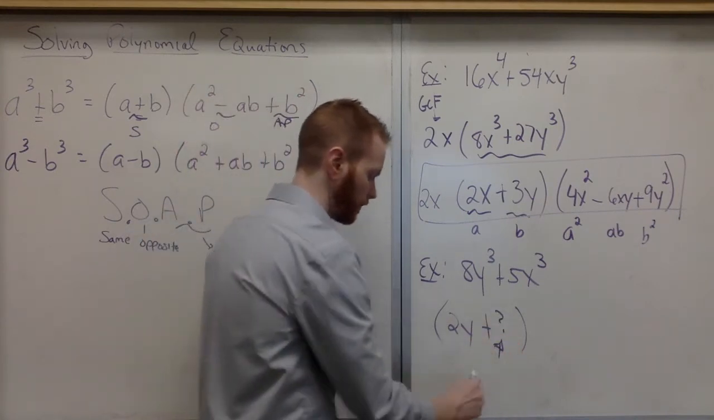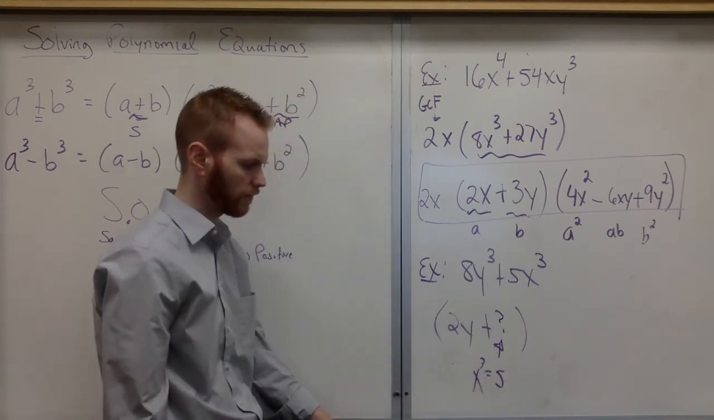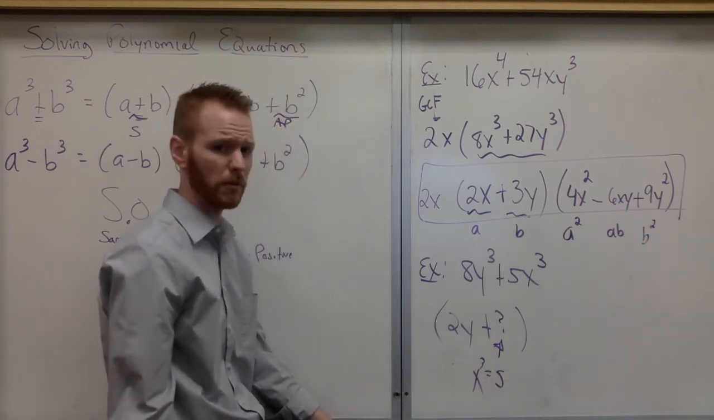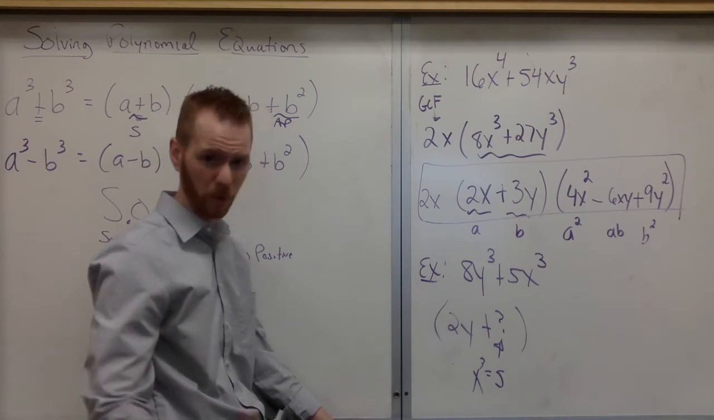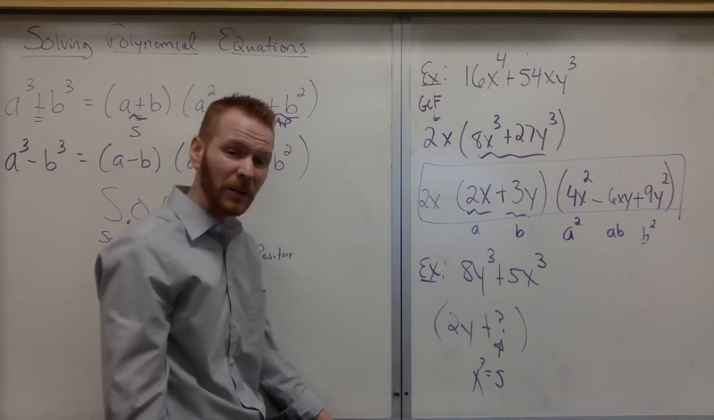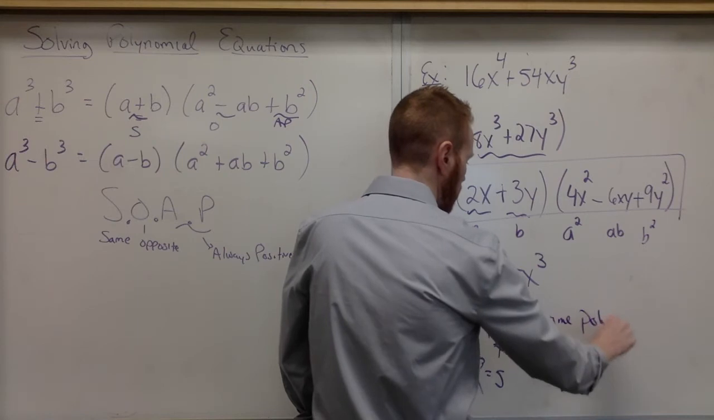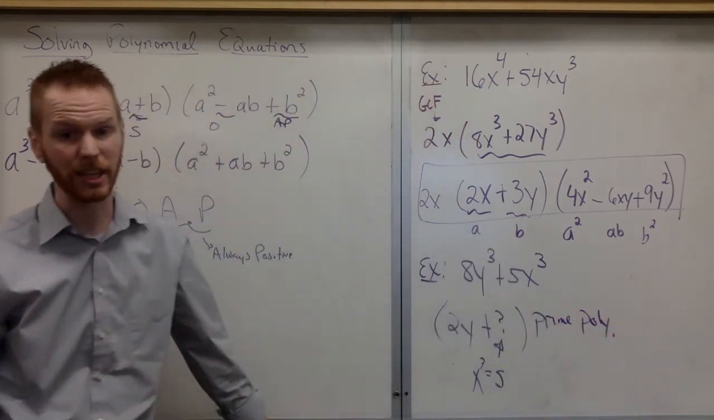Doesn't work. There's no value I could cube that gives me a 5. Okay? Now, a lot of you are probably saying, well, what about the cubic root of 5? Well, we're talking about whole numbers here, for us to factor this. Not going to work. So this guy is a prime polynomial. Okay, just can't be factored.